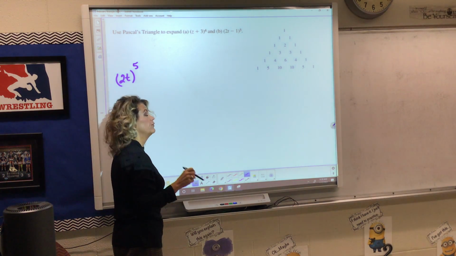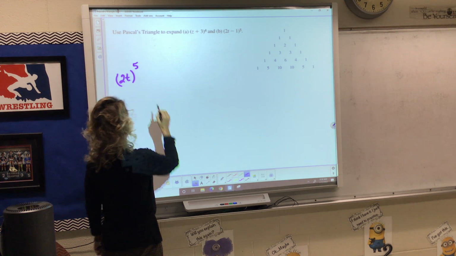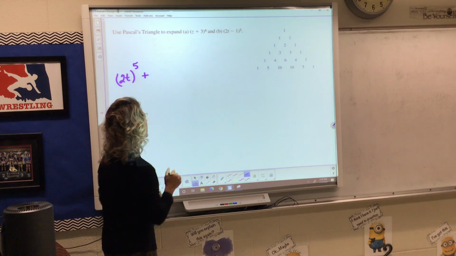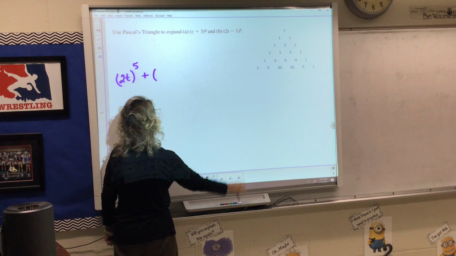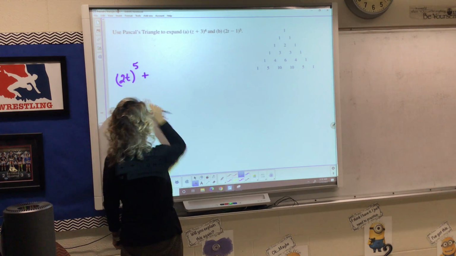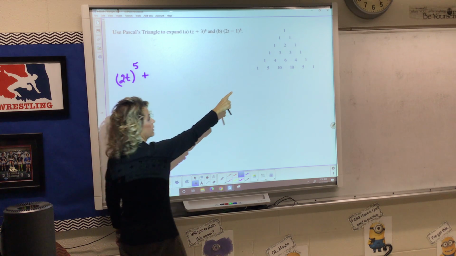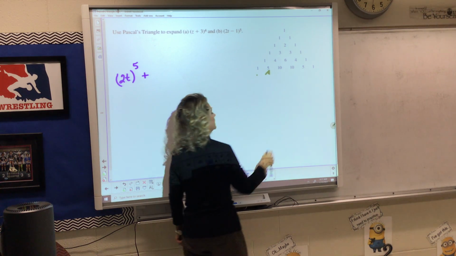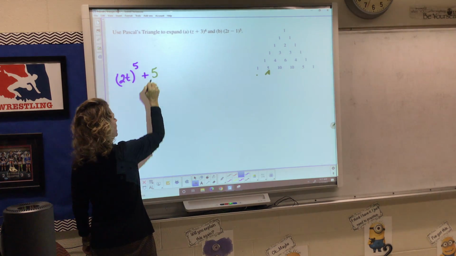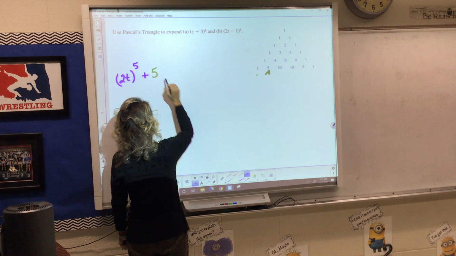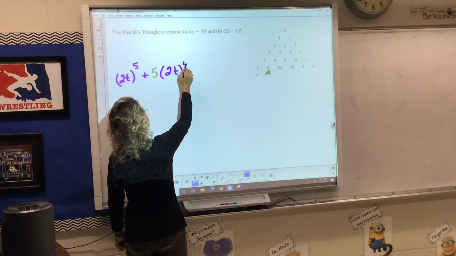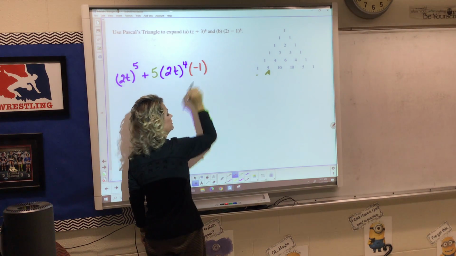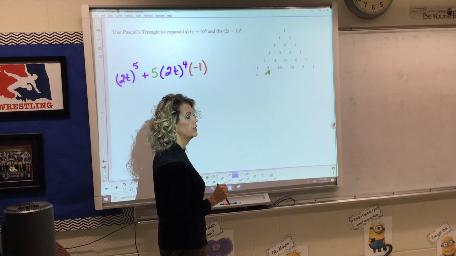Okay, now we have to be careful because that's a minus sign, yes? Okay, I'm still going to put a plus. I may have to change that plus when I go to simplify it. Do we understand that? Okay, so now what coefficient do I use? Because this is my second term. 5. Thank you. So I use 5. 5 is my coefficient, yes? 5 times my first term to the 4th power, yes? Times my second term, which is a negative 1, to the 1st power, yes or no?